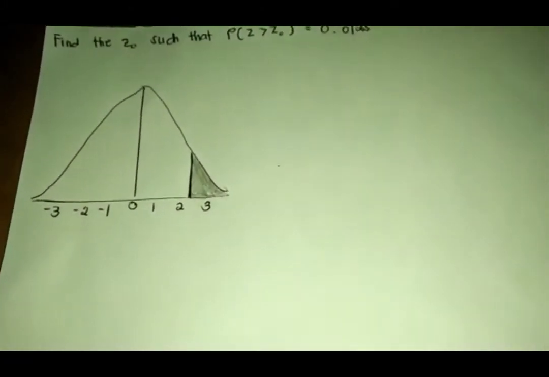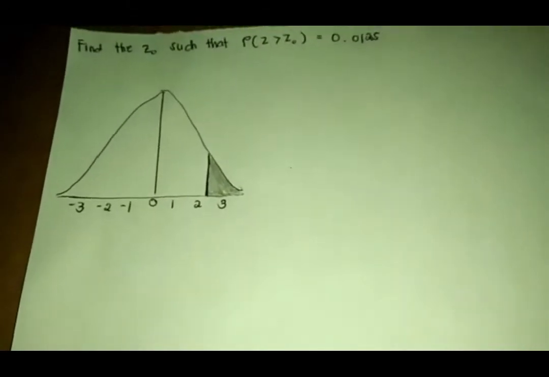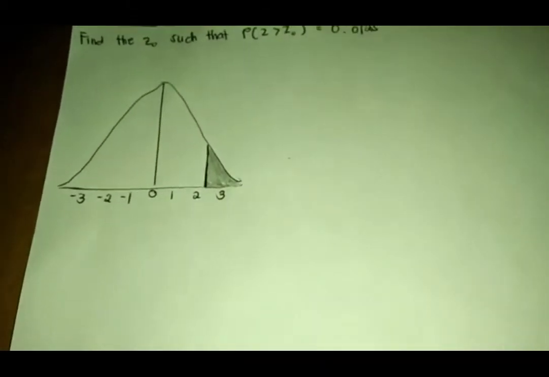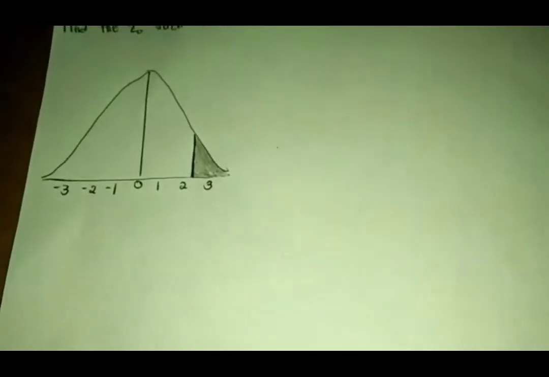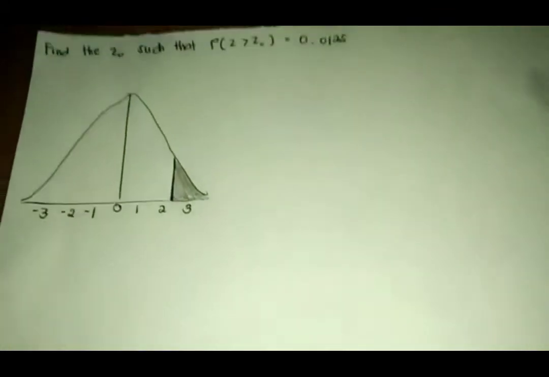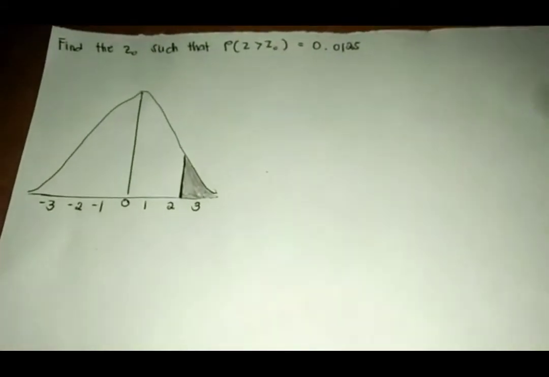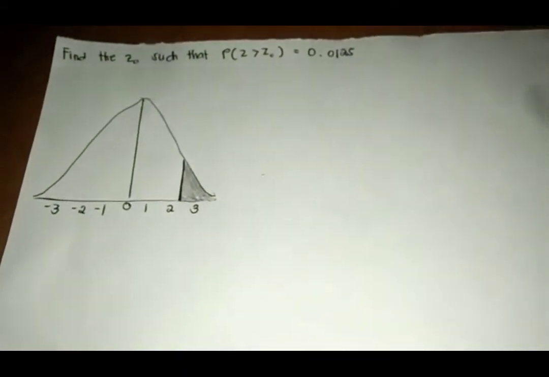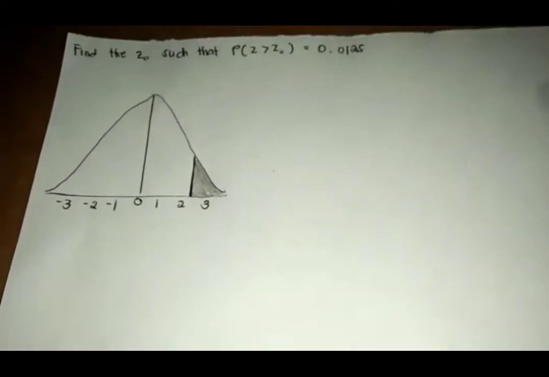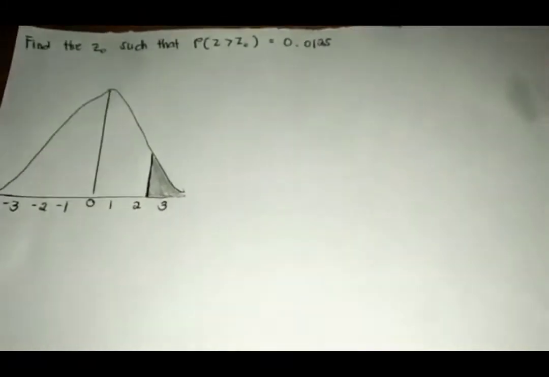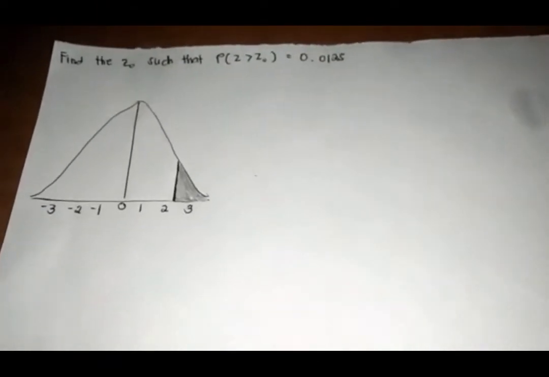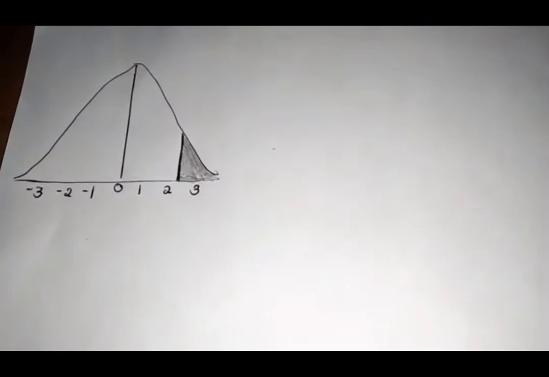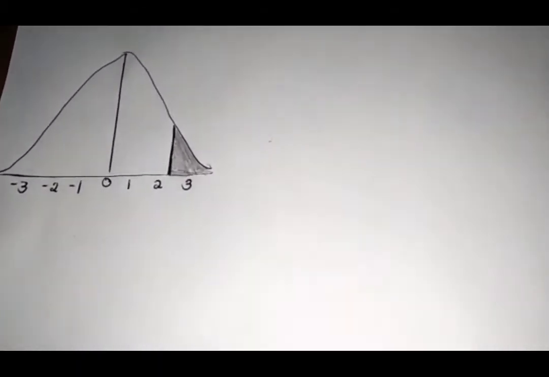Since the area given is less than 0.5, the shaded area is on the extreme left or right. However, looking at the direction, it can be seen that the shaded area is at the extreme right, because in the problem the standard normal score is greater than the z-score. So we'll assume that it will be in the extreme right.